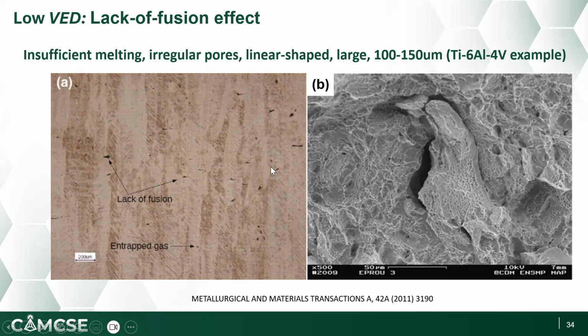And if you look at those lack of fusion pores after fracture of the specimen, you will see that they often appear to be linear in shape. So it's very harmful for the mechanical properties of the 3D printed metals. These pores are often irregular, linear in shape, and very large, often between 100 to 150 microns.